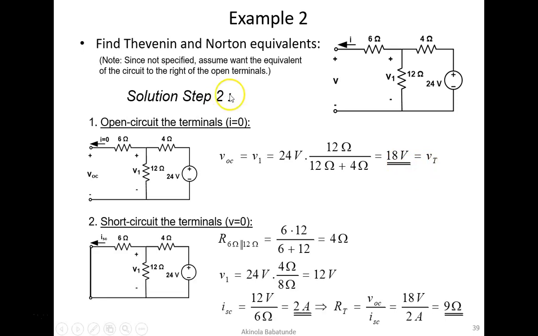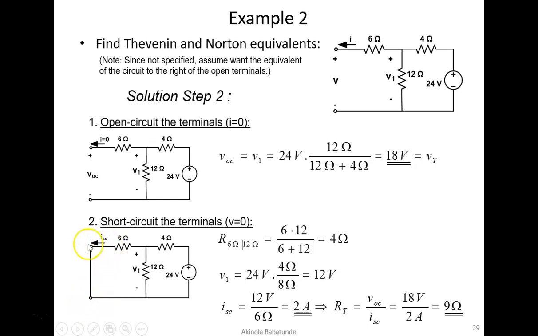The next thing we will do is to short circuit the terminals. When we short circuit this terminal, it simply means that our I short circuit will be available, but voltage will be equal to 0. V would be 0. When you short circuit the terminal, this is what we have. You place a conductor on the two terminals. So we have I short circuit flowing this way, maximum current possible.